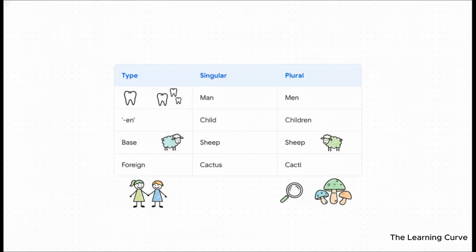And then, of course, English is just full of these rebellious rule breakers, irregular plurals. Sometimes you are forced to completely change the vowels entirely, so one tooth becomes many teeth. Sometimes you add these bizarre historical endings, making child become children. Sometimes the word doesn't change at all, like sheep. And my absolute favorite, the foreign origin plurals that force us to use endings like fungi or criteria.